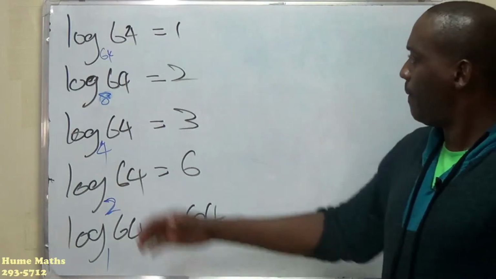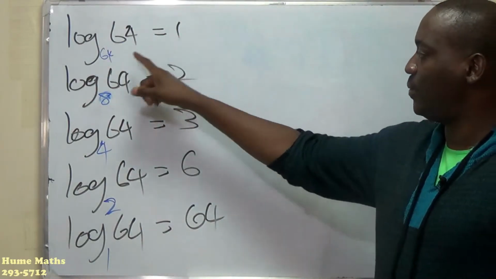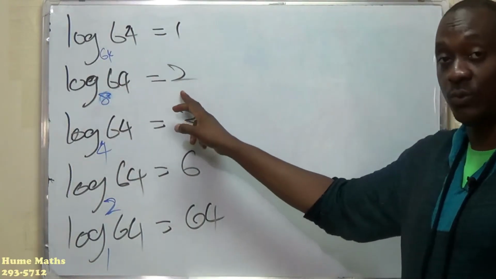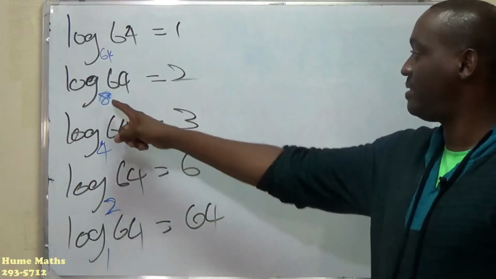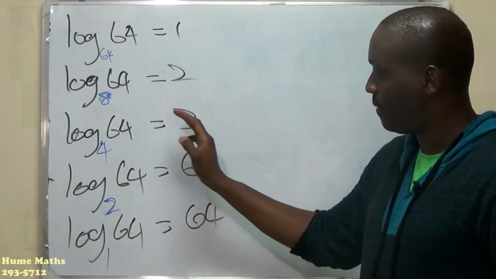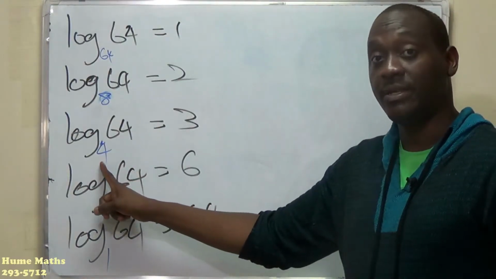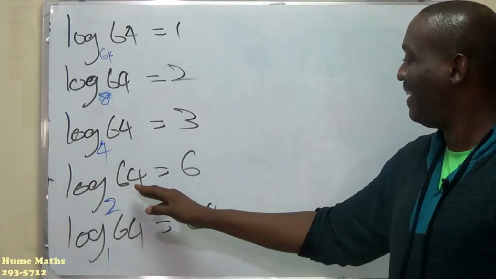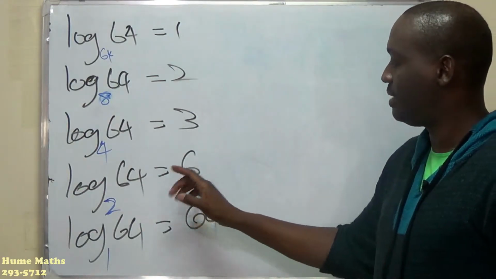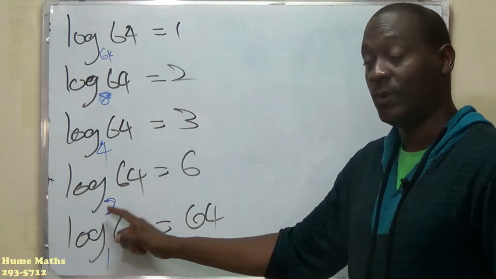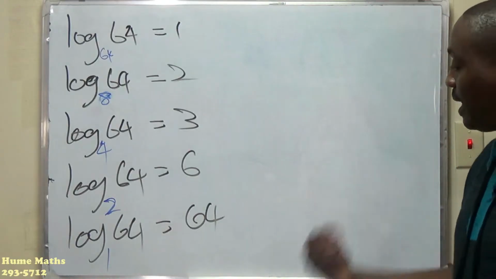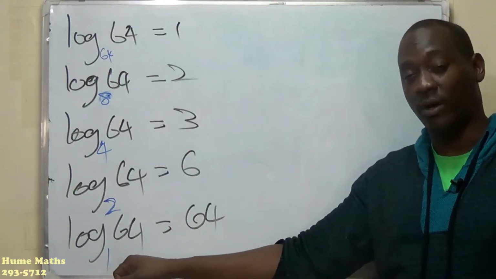So the log of 64 is 1 only if the base is 64. The log of 64 is 2, but for that to be the case, the base has to be 8. The log of 64 is 3, but that is only possible if the base is 4. The log of 64 is 6. That is only the case if the base is 2. And the log of 64 is actually 64, but that only happens if the base is 1.